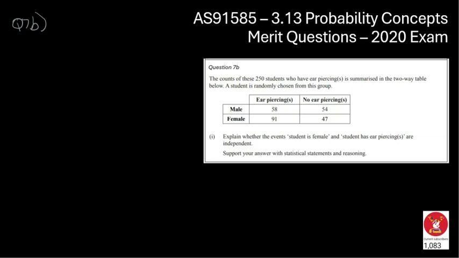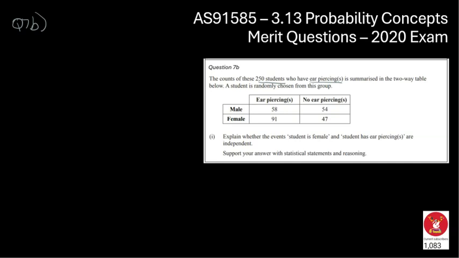So we've got a count of 250 students, and it summarizes whether or not they have ear piercings. You can see it's split on male or female and whether or not they have a piercing. So: male, female, piercing, no piercing. Explain whether a student being female and a student having an ear piercing are independent.